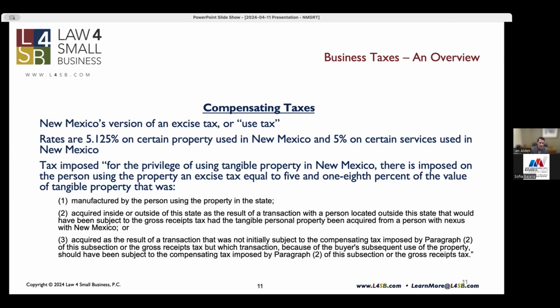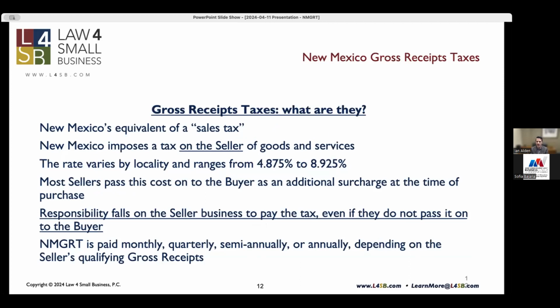If they don't, great. If they do, I'll cover how to file compensating taxes later because it really dovetails with gross receipts tax. Because like I said, it is meant to prevent avoidance of gross receipts tax. But that is business taxes in a nutshell. It's a very fast 30,000 foot overview of the different taxes that business owners are responsible for keeping up with. But that leads us into the bulk of the presentation and the real topic for today, which is gross receipts tax.